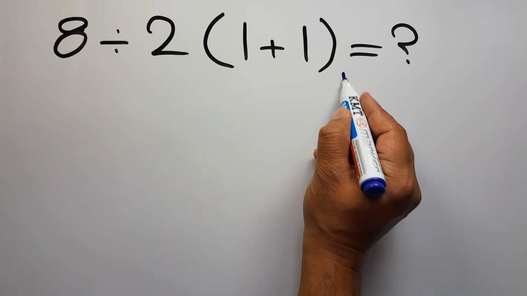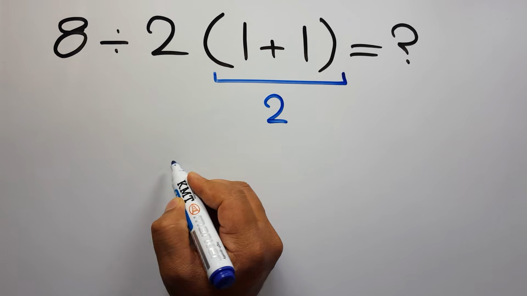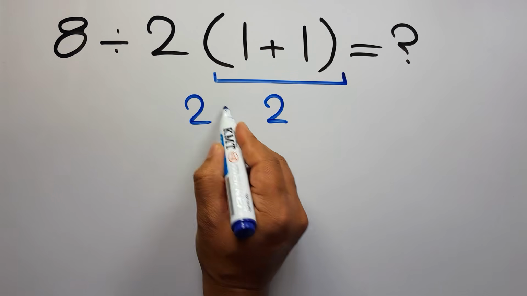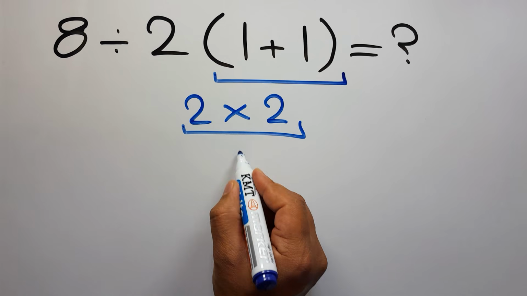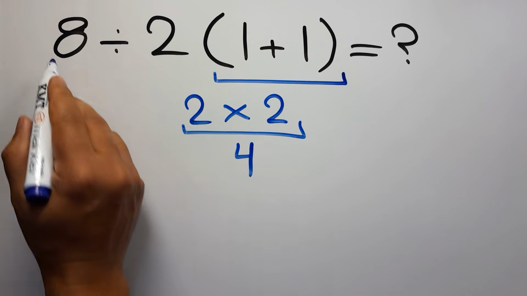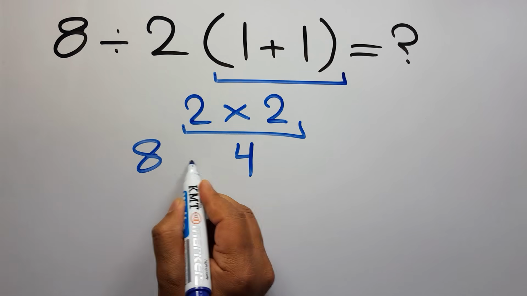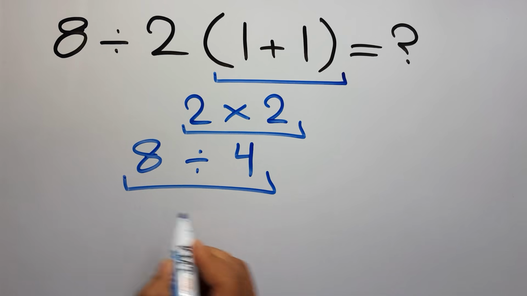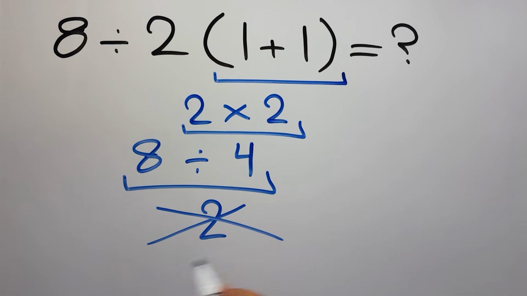1 plus 1 gives us 2. And 2 times 2 equals 4. So 8 divided by 4 gives us 2. But this answer is not correct.